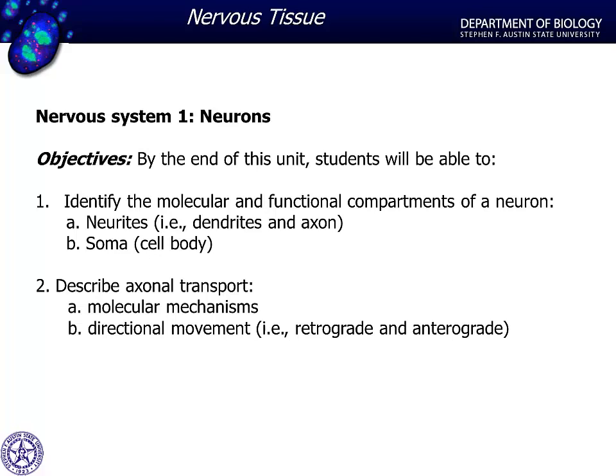We're also going to describe axonal transport. Now, this will be something new that we didn't cover in other classes, but we're going to talk about the molecular mechanisms, the hardwiring for the transport, and then directional movement, either retrograde or anterograde.